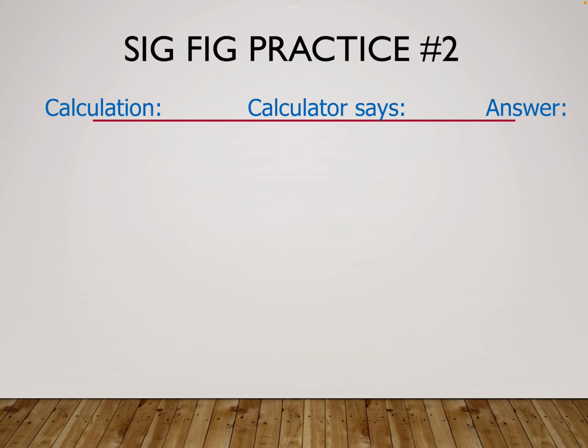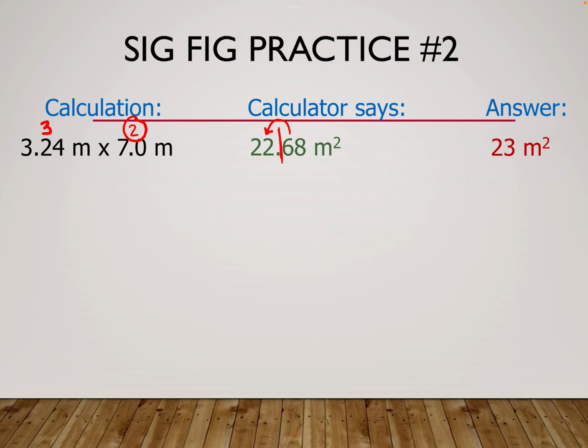Okay, so let's try this out. Here's a calculation. This first one has 3 sig figs and this has 2. So if we put this in our calculator, we get that. But that's 4 sig figs and we have to match the least precise measurement. So we'll round this to 2 significant figures. We're going to chop it off here. Remember that 6 is going to round this 2 up. So we'll get 23.